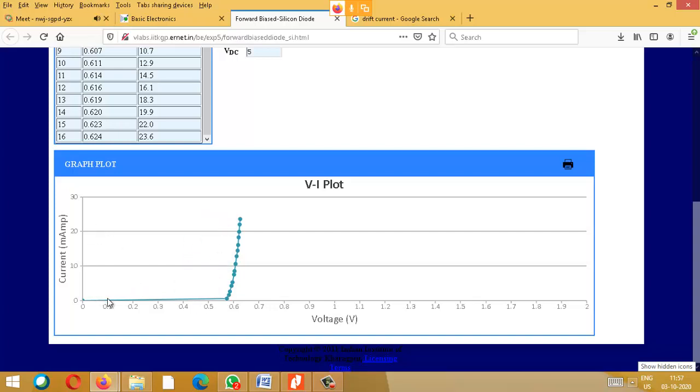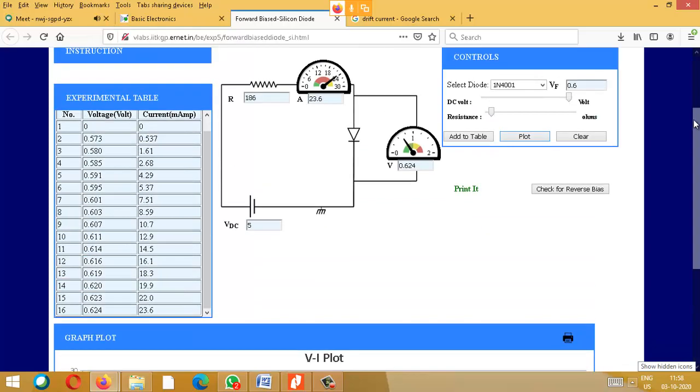So for change in voltage, what is change in current, what is change in input voltage, what is change in output current. So this is the graph. You can take printout and all. That we will do later, but each and every student, what you have to do is, from the manual you copy the tabular column.